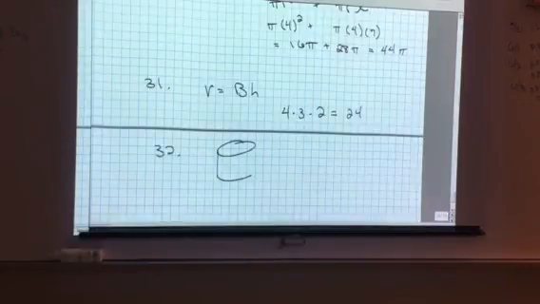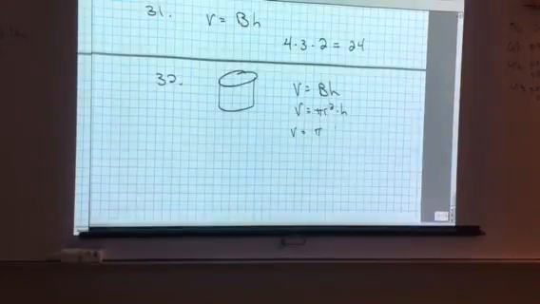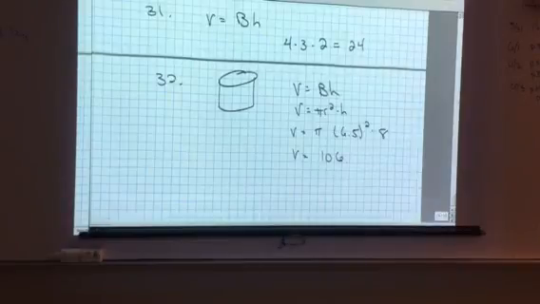32. It's a cylinder, and you just got to find the area of the base times the height. Well, the area of the base is a circle, so it's pi r squared. So it's pi times 6.5 squared times our height, 8. Put that all together, and for 32 the answer is C, which is 1061.9 when you plug in your value for pi.